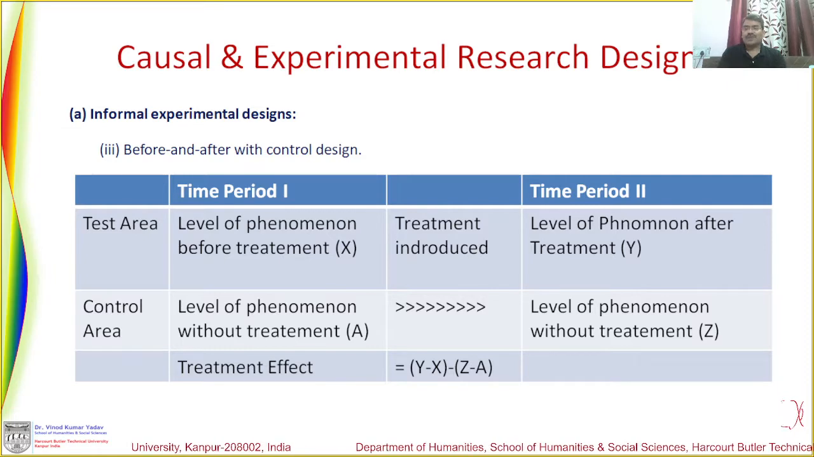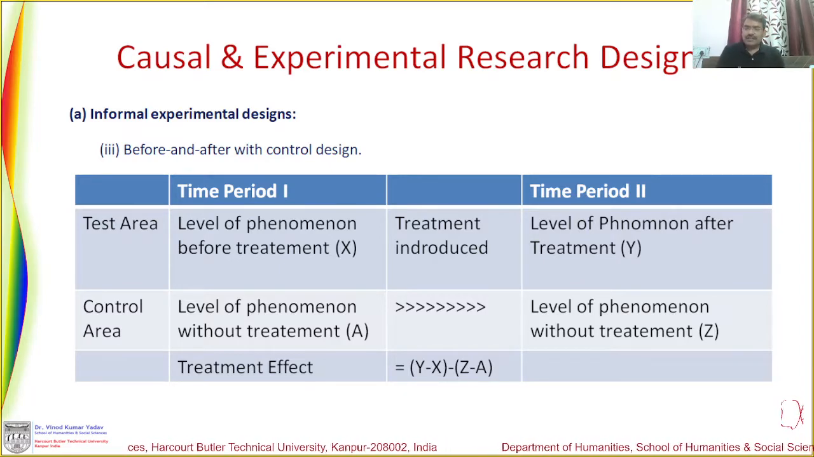Now the third type of experimental design is before and after with control design. Now look at why this before and after with control design is required. The reason is that when you are conducting with or without, there may be some extraneous factor which can result in 1 kg extra yield, or the extraneous factor can have half the effect, and half the effect may be of your treatment.